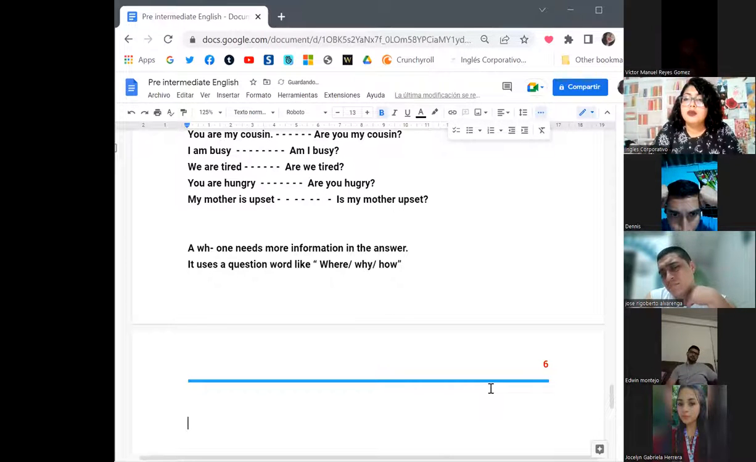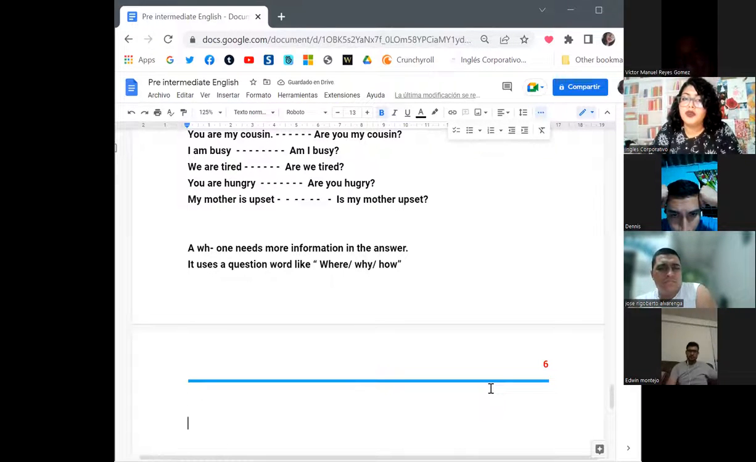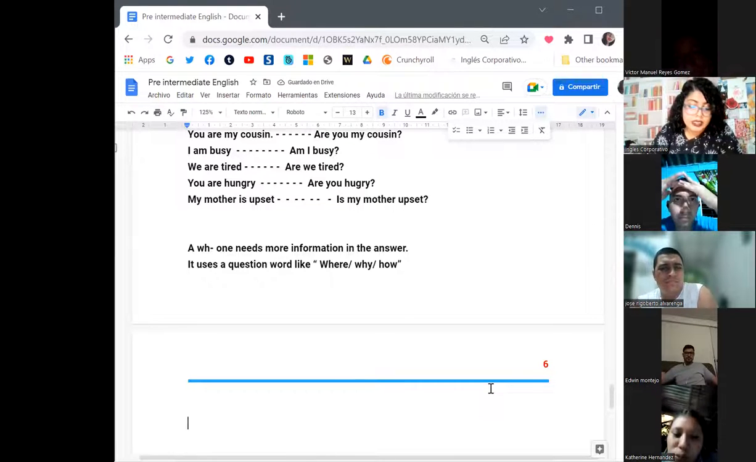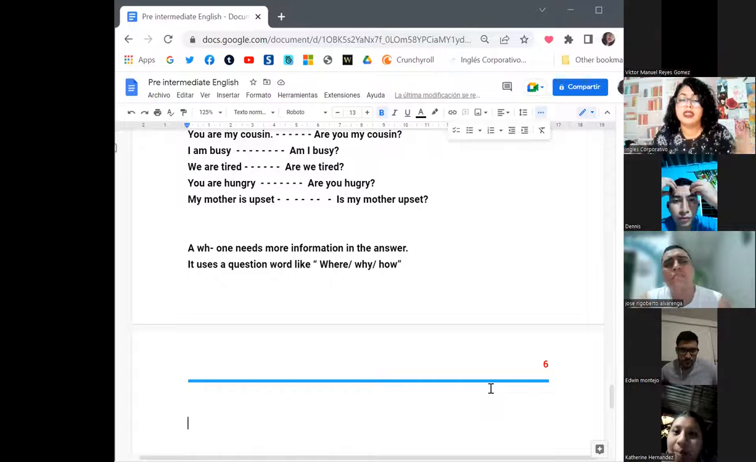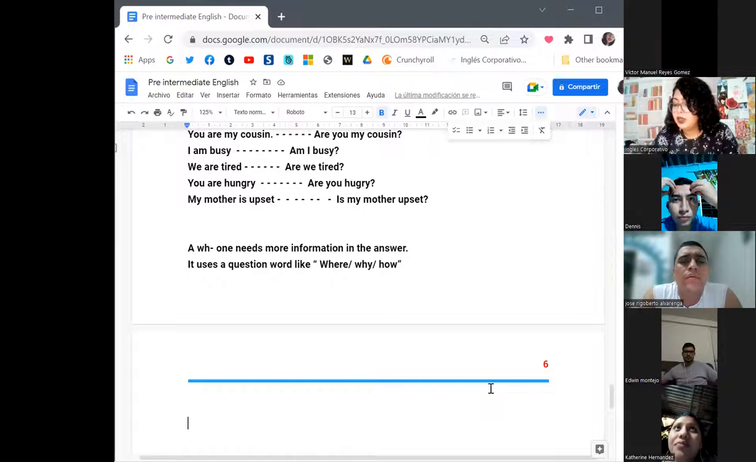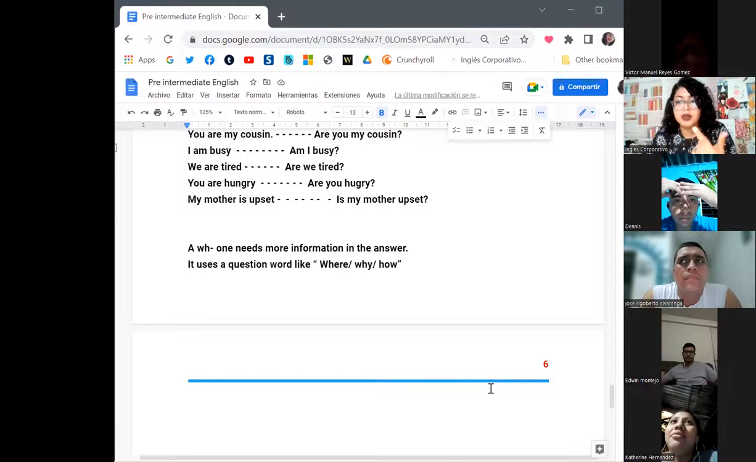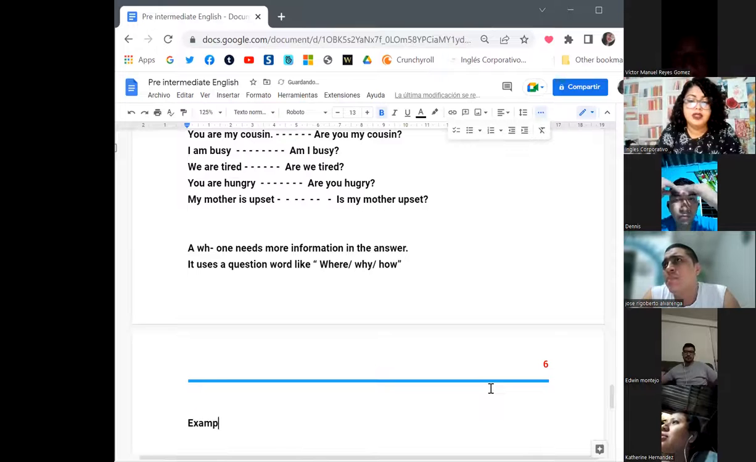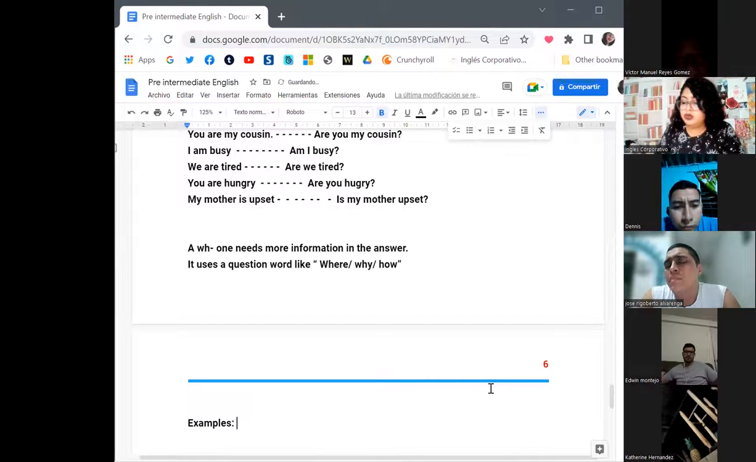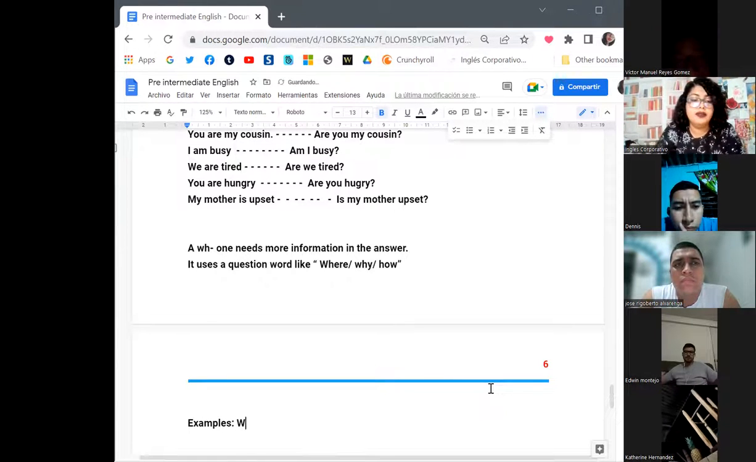Okay, we have specific words for this kind of question. Tenemos palabras específicas para este tipo de preguntas, the WH words. So, first we have the examples, then we are going to see the WH words. Examples. Where do you live?